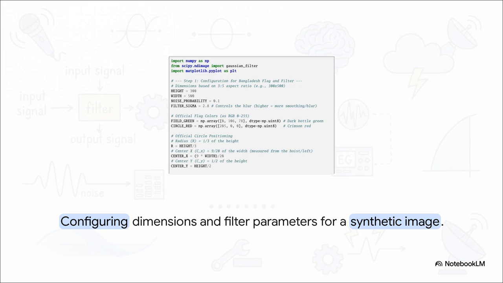You can think of sigma as the master strength dial for the blur we're going to apply later. Then in step 2, we actually paint the flag. We create a solid background field of dark green using an unsigned 8-bit integer array. To get at the red circle, we just use some simple geometry, specifically the squared distance formula, to calculate every single pixel that falls within a specific radius from our exact center coordinates. Once we find them, we mask those specific pixels and turn them a bold crimson red.